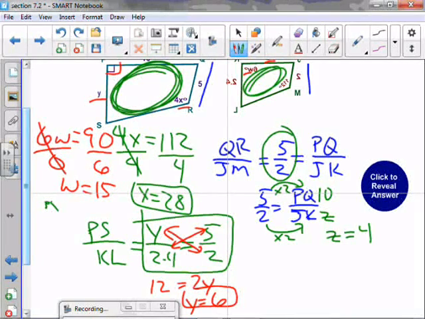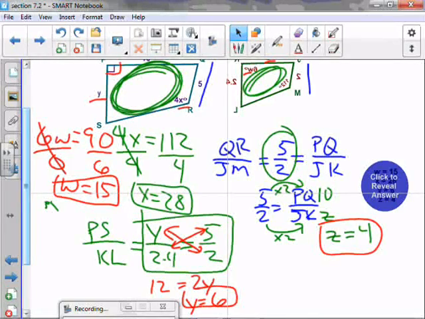Let's just make sure I didn't make any quick, silly mistakes. There are the 4 answers I'm supposed to have. Okay, W is supposed to equal 15. Yes. X is supposed to equal 28. Cool. Y is supposed to equal 6. Z is supposed to equal 4. We're all set. Let's move on.